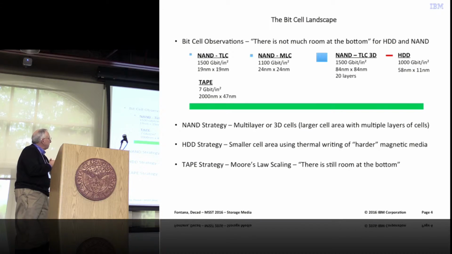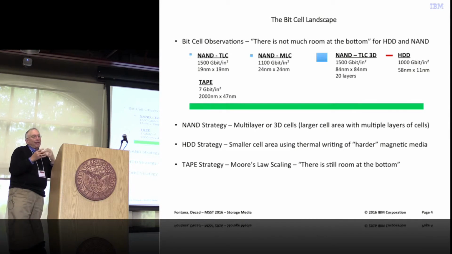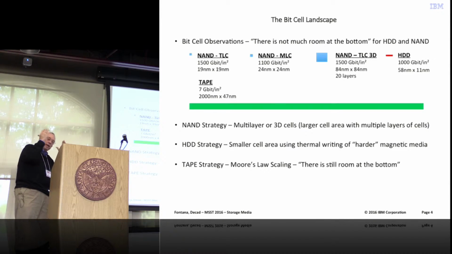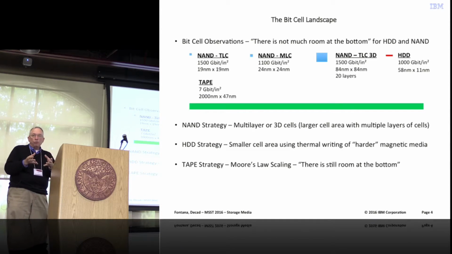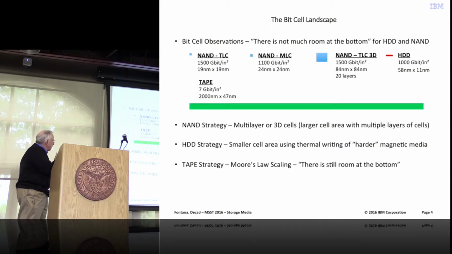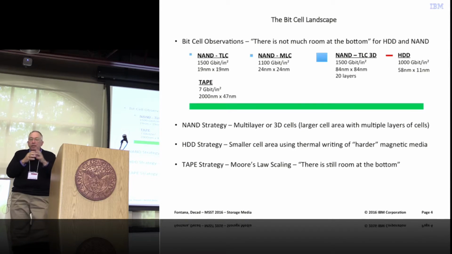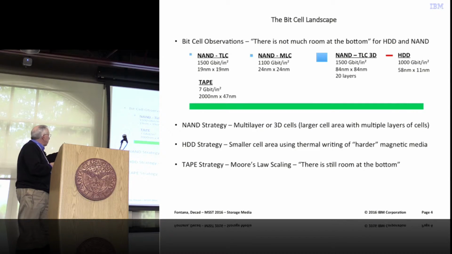Now, what NAND did was come up with a 3D cell design or multi-layer design, where they made the cell 20 times larger, but added 20 layers, and you process these things all together. So that's how they're going to move their technology. The HDD strategy is a little more difficult. They're trying to go to smaller writing by essentially writing harder, that is to say, magnetically more stable media, so that the smaller number of spins in that bit cell can be stable. And with the tape strategy, there still is room at the bottom, and you can see why, simply because of the large bit cell.